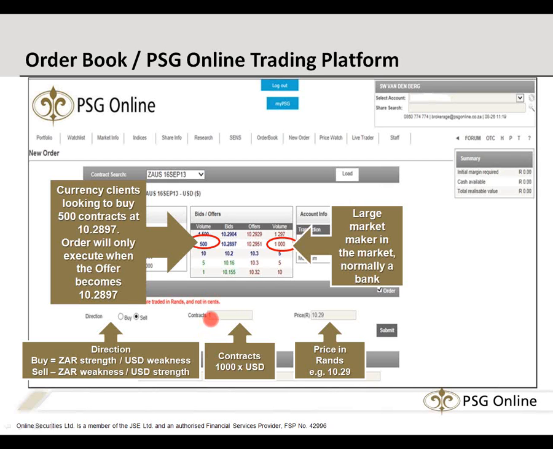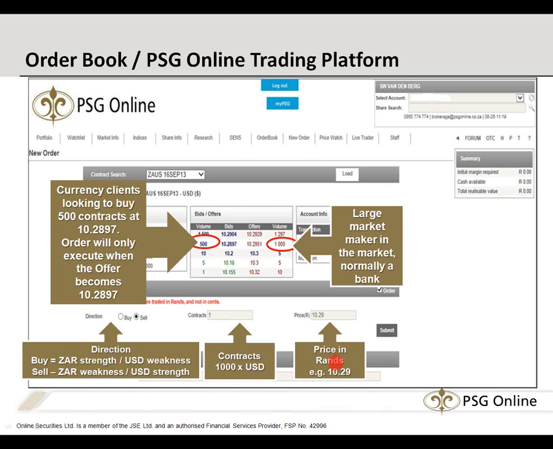I'm going to go buy one contract. Remember, that one contract is equivalent of 1,000 of the underlying. In this situation, $1,000. So $1,000 times my 10 rand 28. Okay, in this situation, 10.29. I'm spending 900 rand to have exposure to 10,290 rand.